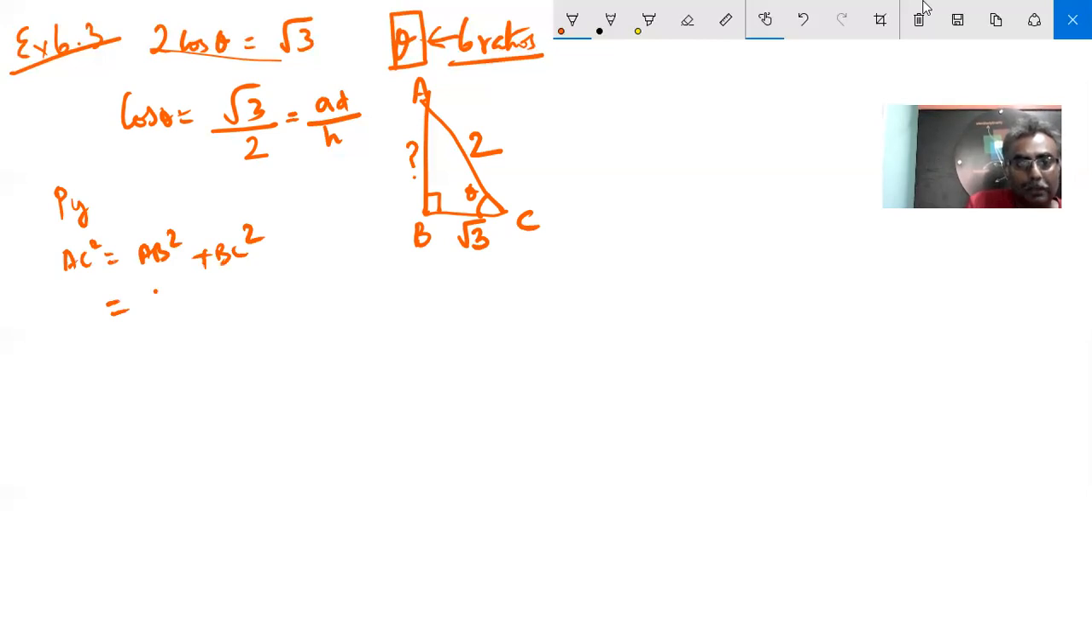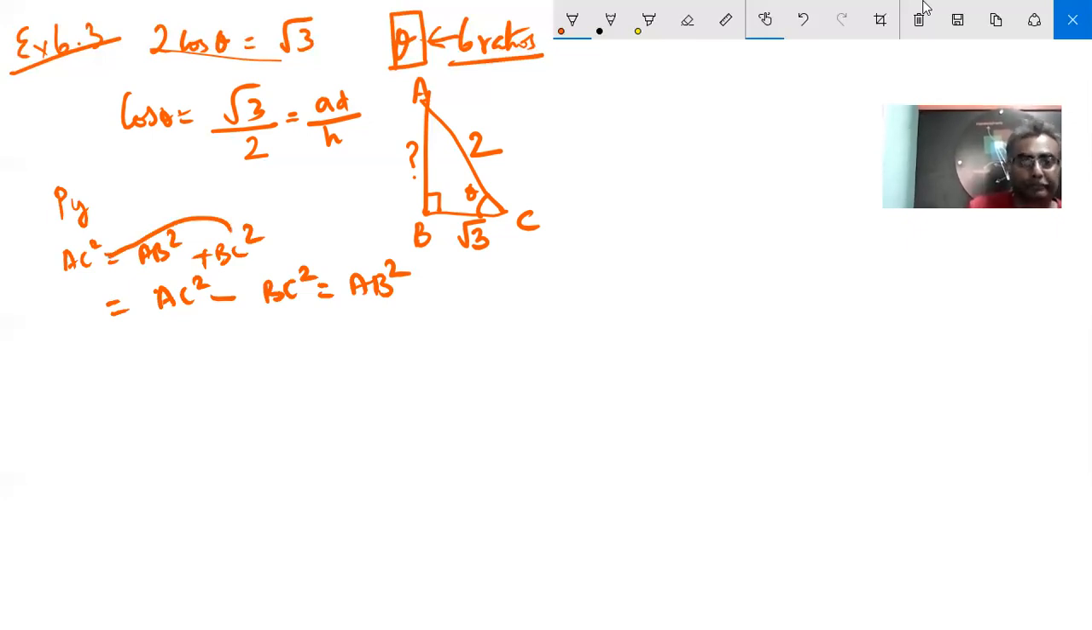AB squared we don't know. So what we can say? We can say AC squared minus BC squared is equal to AB squared. This is what we want to find out. Take BC to the other side; when you take this there, you will get minus.